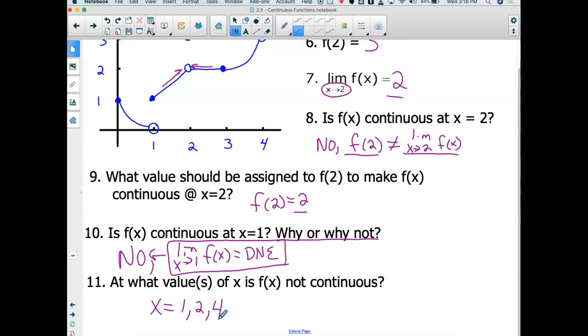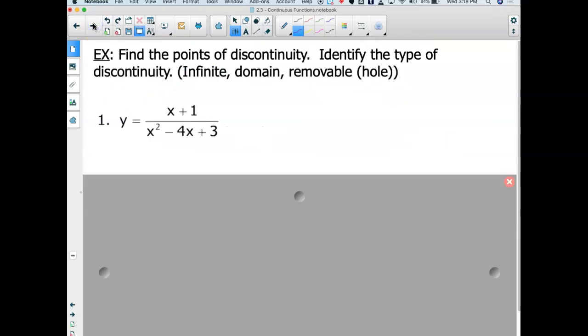So we're getting pretty close to being done here. I got one more slide, and then I'm going to break this into a 2-day, okay? Here we go. We are going to find the points of discontinuity. And then after we find those points, we are going to identify the type of discontinuity. Is it an infinite discontinuity? Is it a domain discontinuity? Is it a removable discontinuity, or a hole? Now, think about this, the domains.